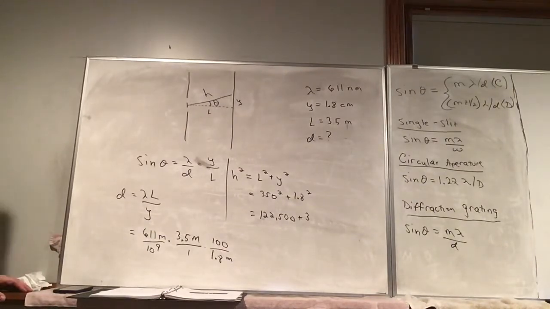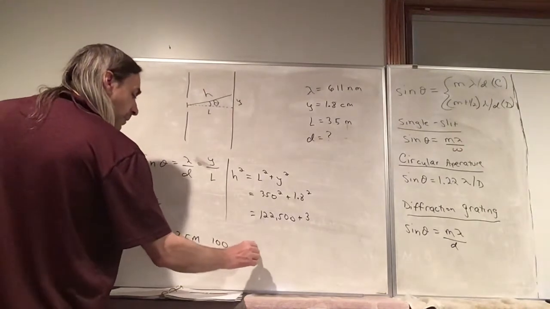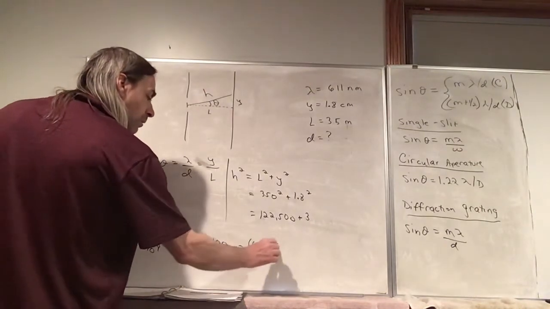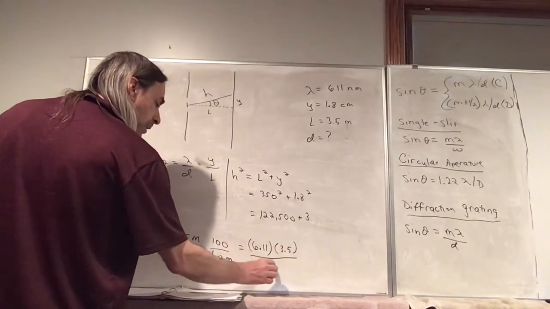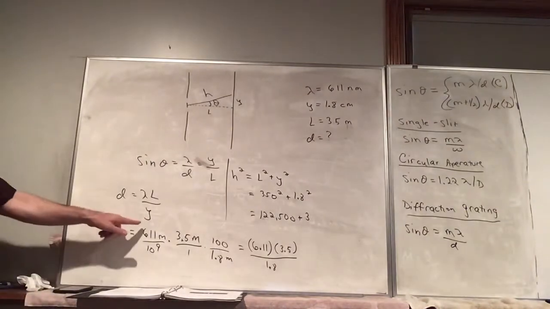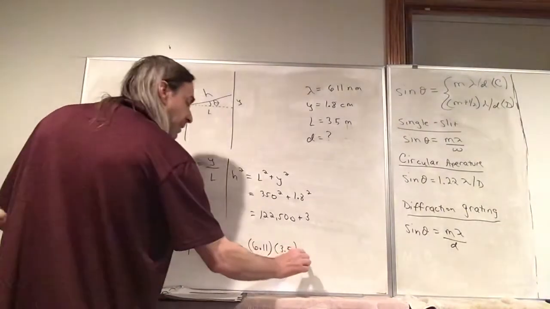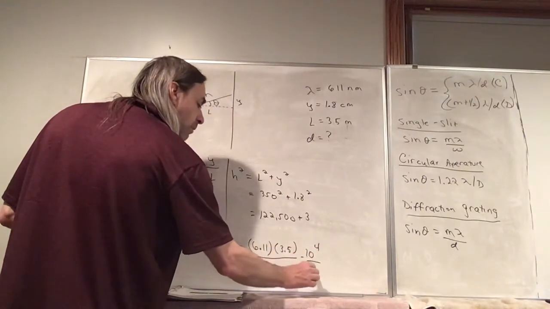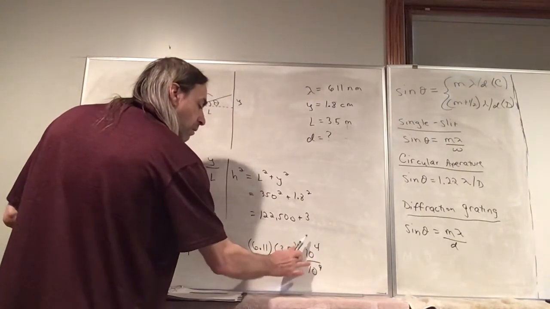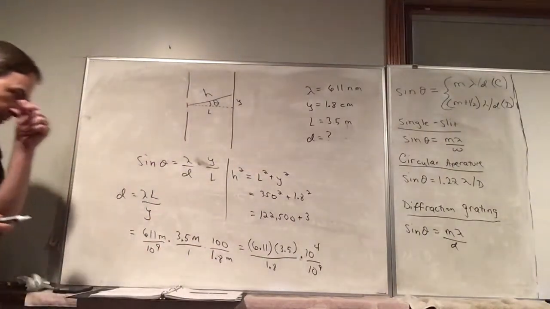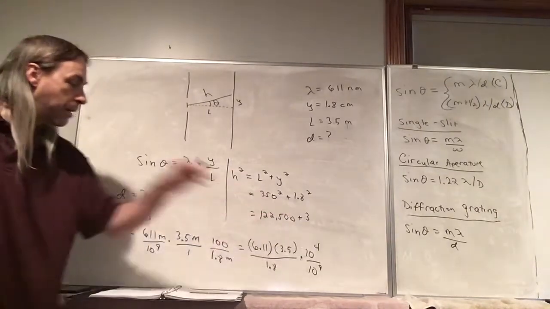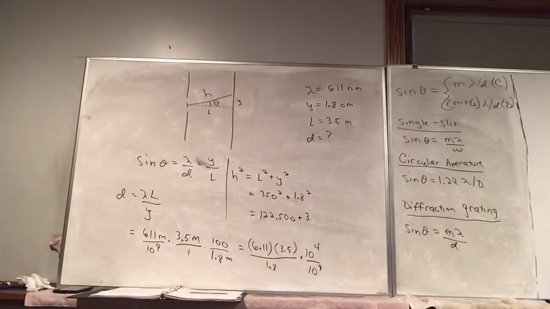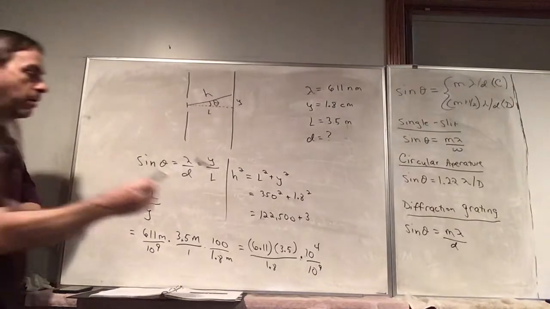So let's do this. 6.11 times 3.5 divided by 1.8. So what I did is I took 100 out of here, so this would be times 10 to the 4th over 10 to the 9th. So yeah, I did 6.11 times 100 and then times 100 here. That's 10 to the 4th. Yeah, it looks like maybe micrometers are the way to go here.